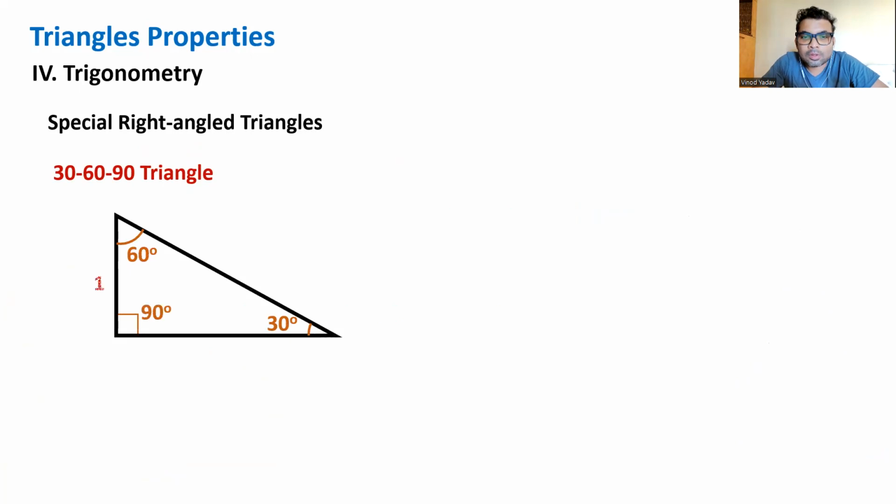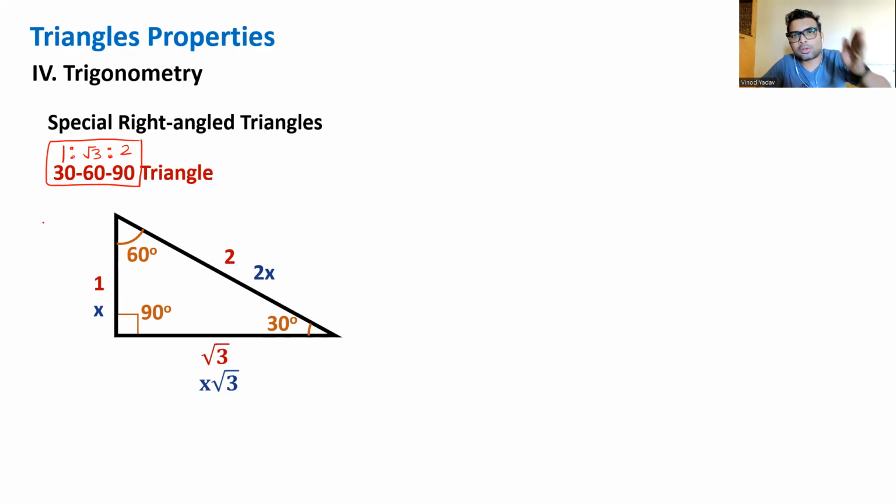Yeah, the ratio of the sides to be maintained is this: if you take the side opposite 30 as 1, the side opposite 60 will be root 3. According to Pythagoras, the side opposite 90 will be 2. So x, root 3 x, 2x for 30 60 90, so 1, root 3 and 2. This will be the ratio maintained always in a 30 60 90 triangle. 30 60 90, 1, root 3 and 2, this one.